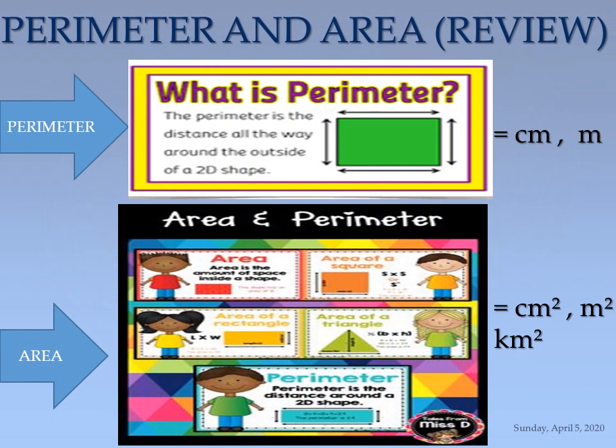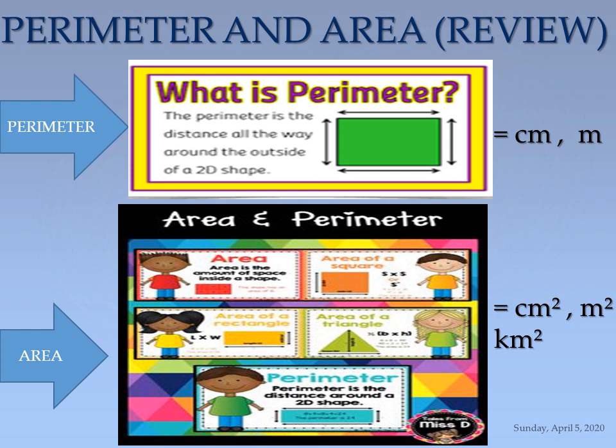What is a perimeter? And what is area? Can you still remember? Okay, let's have a review on it. A perimeter measures all the distance outside a shape. It could be a 2D shape. So a perimeter measures all the distance all the way around a 2D shape. Remember, it measures outside, okay? And perimeter is measured in centimeters or in meters.